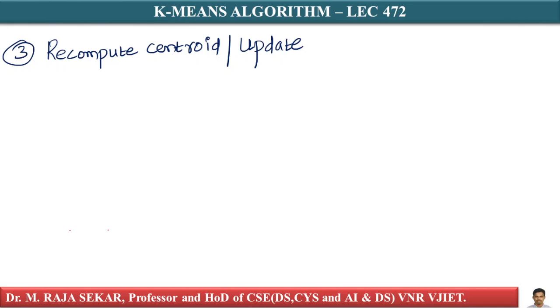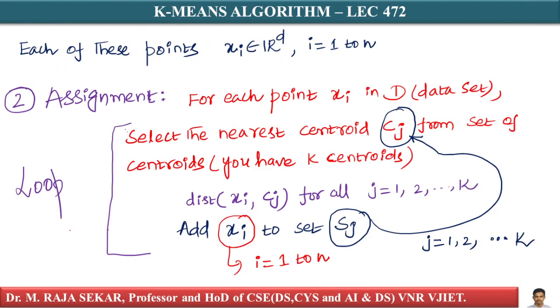At the end of step 2, what do you have? You have each point xi assigned to a set Sj. How are you assigning? You are finding the nearest centroid and keeping the point in the corresponding set, isn't it? This is what you have at the end of step 2: each point xi is assigned to set Sj, with j equal to 1 to k, and i going from 1 to n.